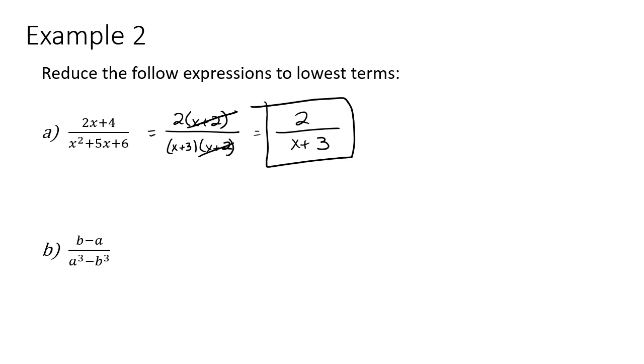Same idea for part B. We're going to completely factor both the numerator and denominator. The top I'm going to leave as b minus a for now because there's no obvious factoring we can do yet. We're going to need to adjust that, but we'll see why in just a second.